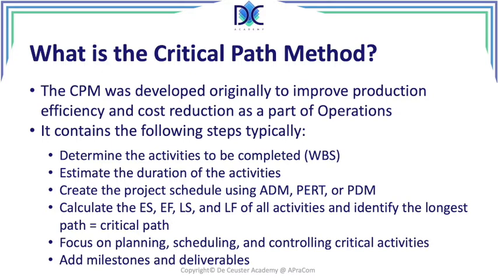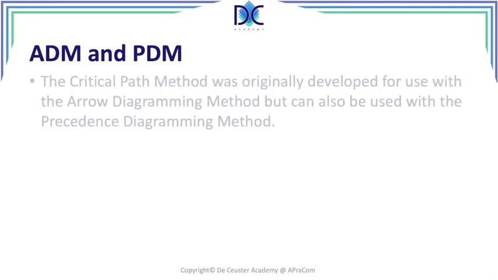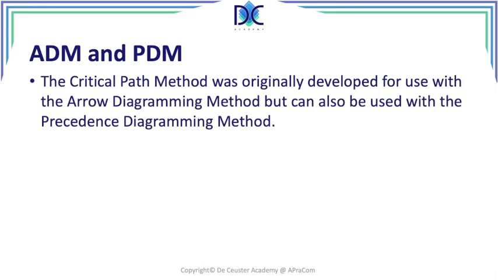We're doing this when we're planning the project. We're doing all these steps in a natural way. We also have the two arrow diagramming methods and the precedence diagramming method. We have two possibilities to, let's say, schedule the activities. And originally, the critical path method was developed using the arrow diagramming method, but we can also use it with the precedence diagramming method.